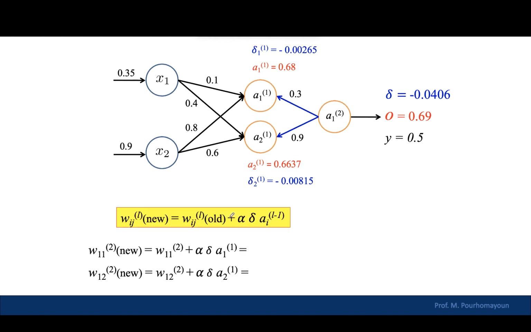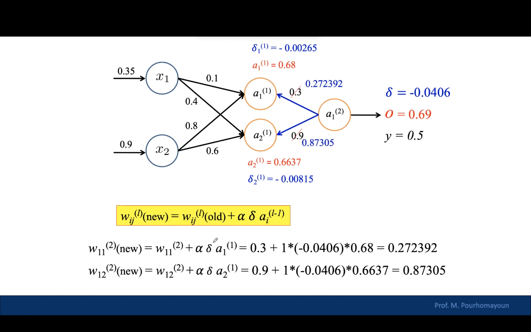And now I update my weights. I have to update this weight and this weight using this formula. Here you go, here you go. I updated them. So it was 0.3. Now I change it to 0.27. It was 0.9. Now I updated that to 0.87. So as you see, I made a small change in each one of them using only my first training data.